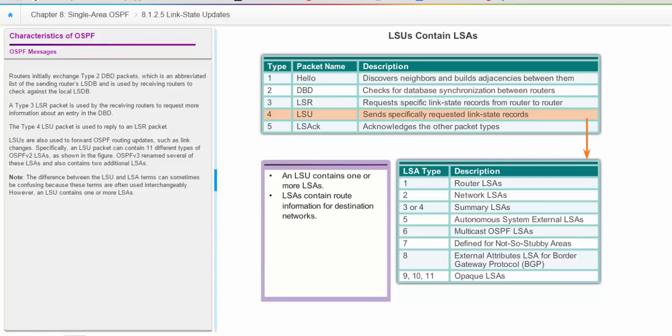Specifically, an LSU packet can contain 11 different types of OSPF version 2 LSAs, and version 3 has renamed several of these LSAs and also contains 2 additional LSAs. So some of these have changed up just a bit.